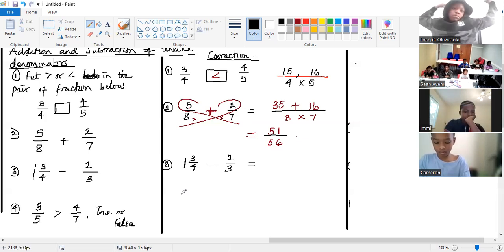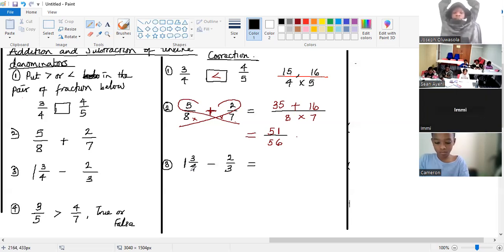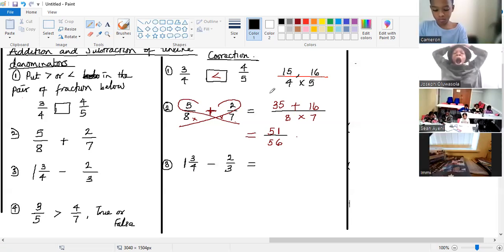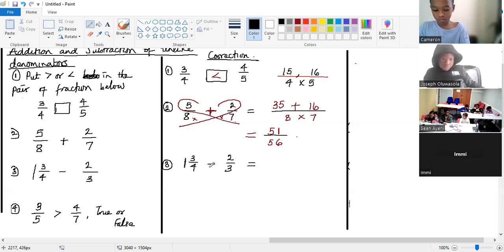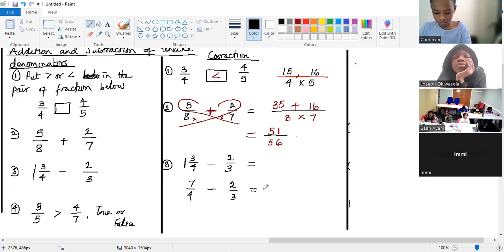First, you convert 1 and 3 over 4, and that will give you 7 over 4. Then you subtract 2 over 3. Good. So you do 7 times 3, which is 21, and then 2 times 4, which is 8.